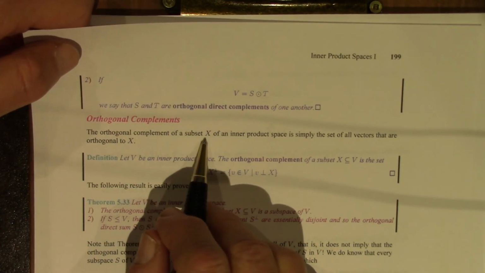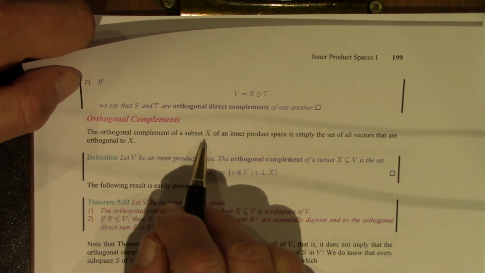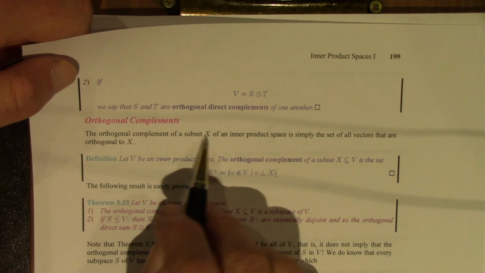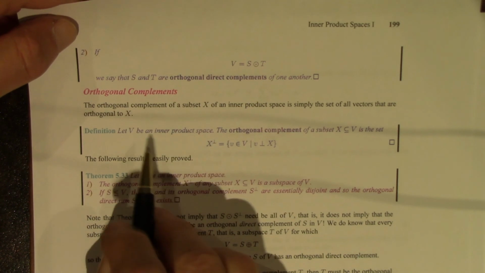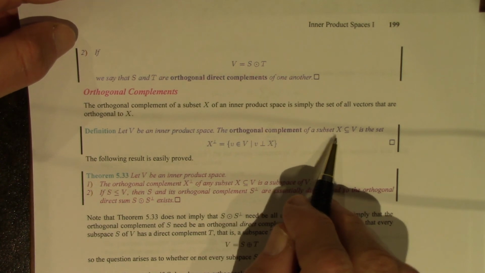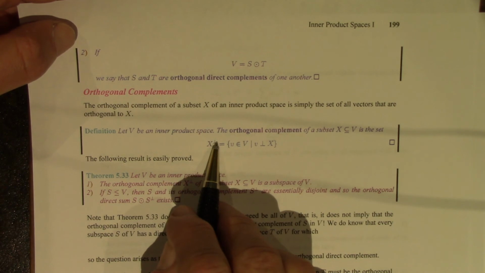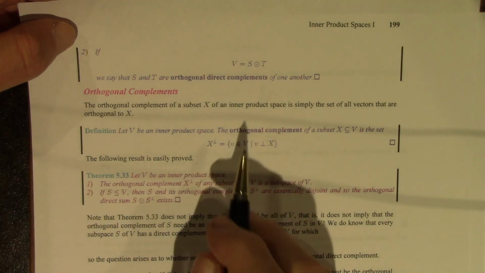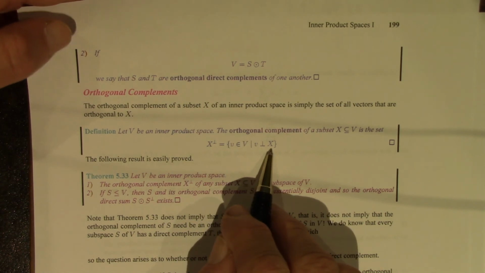Any subset X of an inner product space has what we call an orthogonal complement. It simply means the set of all vectors that are orthogonal to everything in X. It's a very simple definition. V is an inner product space, and the orthogonal complement of a subset X of V is read X perp, P-E-R-P. This comes from the word perpendicular. X perp is the set of all vectors in V that are orthogonal to everything in X.